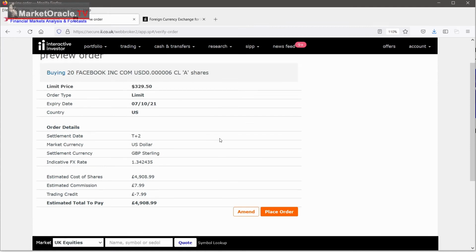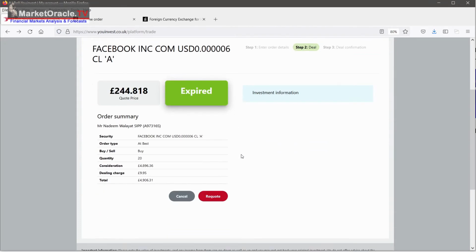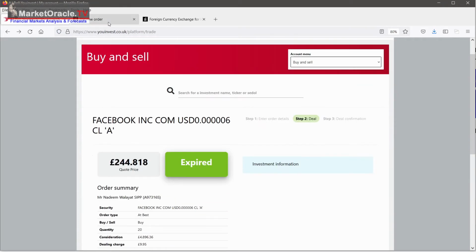But I am tempted now to open a second SIPP and fund it with dollars. It's complicated, isn't it? But the better platform is Interactive Investor. Definitely.